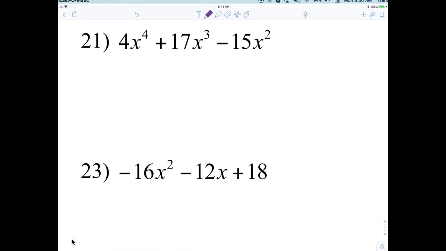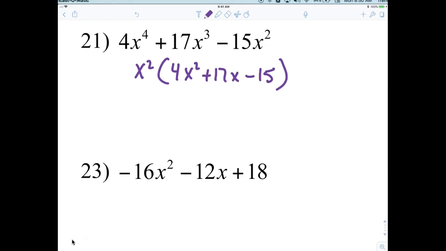What's common? X squared, right? There's x squared. So x squared. 4x squared plus 17x minus 15. Yes. What? I don't understand why x squared.